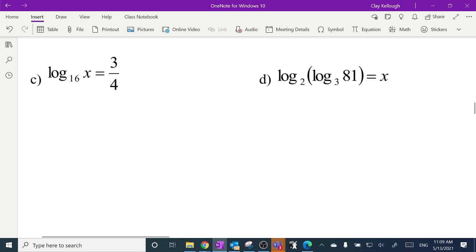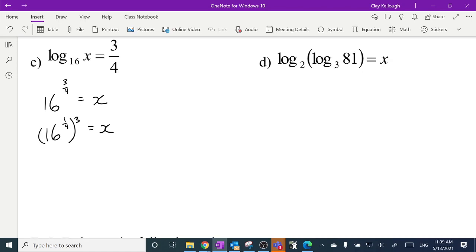Log to the base 16 of x is equal to 3/4. So that means that 16 to the power of 3/4 is equal to some number x. And I think you should be able to do that without a calculator. You can think of this as 16 to the 1/4 cubed equals x, right? Because power of a power means that you times them together, and 3 times 1/4 is 3/4. I happen to know what 16 to the 1/4 is. Let me write it this way if you need me to.